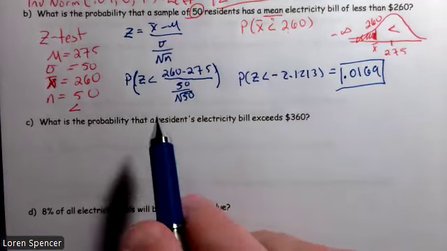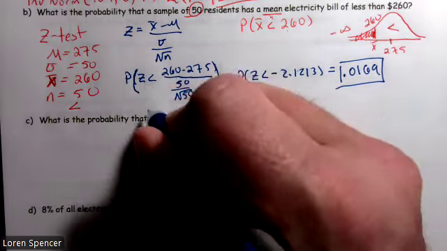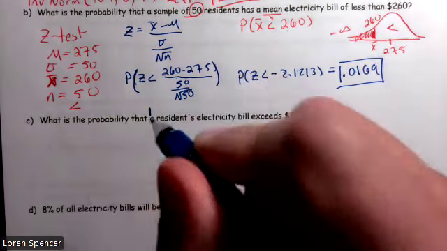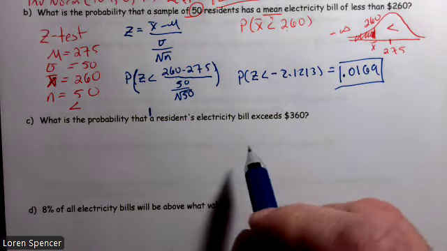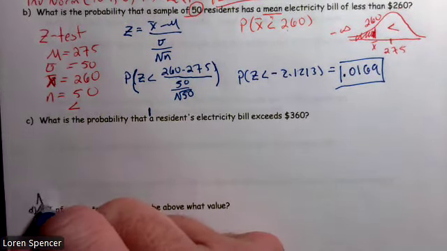Next one. What's the probability that a residence electricity bill exceeds 360? Well, remember, A is just one. And if it's just one, we're looking for a normal CDF. So this will be a normal CDF problem.